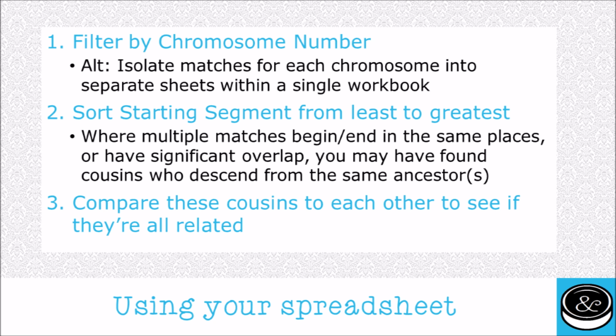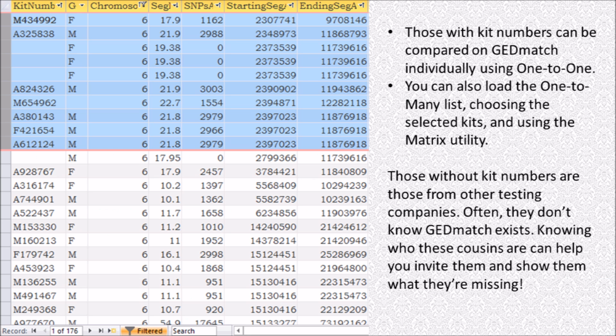And as you compare these cousins to each other to see if they're related, you're going to confirm or deny that relationship. This is a cross-section of my spreadsheet. I've edited it to remove all contact information and names. And so here you'll see kit numbers, you'll see the gender of the person, you'll see the chromosomes where I match them, you'll see the segment length right there. Those are the numbers with the decimals. You'll see the SNP count, the starting point of the segment, and the ending point of the segment. And primarily we're going to talk about these last two columns right here.